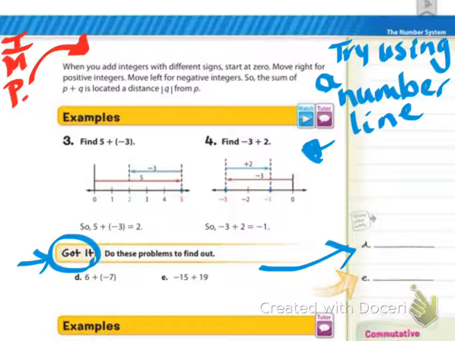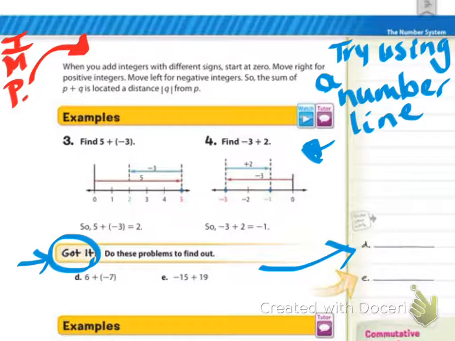Okay, and examples 3 and 4 show you how you would move on the number line, starting at 0, then move to the right 5. Since 3 is negative, you would move back to the left 3 times, and where you land is your final answer.